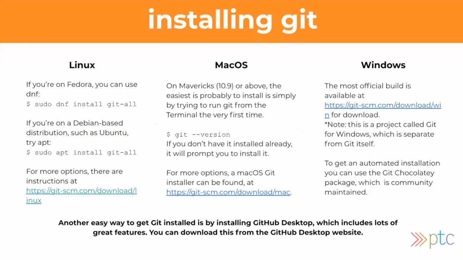Now on to installing Git. There are 3 different ways shown on the screen to install it, depending on which operating system you own. If you have Linux, Mac OS, or Windows, your options are listed on this slide. Another easy way to get Git installed is by installing GitHub Desktop, which includes lots of great features. You can download this from the GitHub Desktop website.